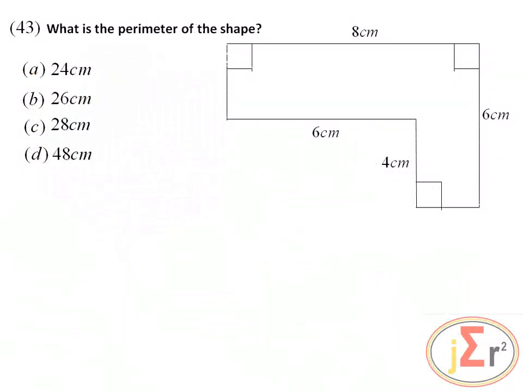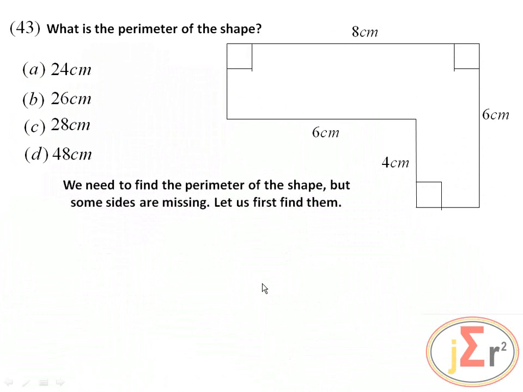What is the perimeter of the shape? We need to determine the perimeter of this shape. All around. Good. Perimeter, the measurement or the distance around. We need to find the perimeter of the shape, but some sides are missing. Let us first find them. So let us first find the missing sides before we are able to determine the perimeter of the shape.